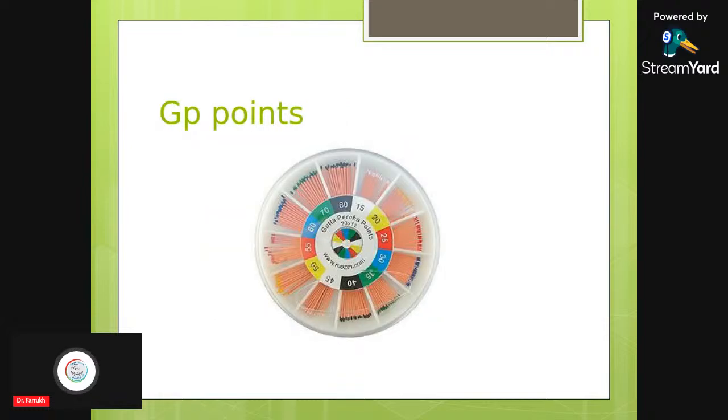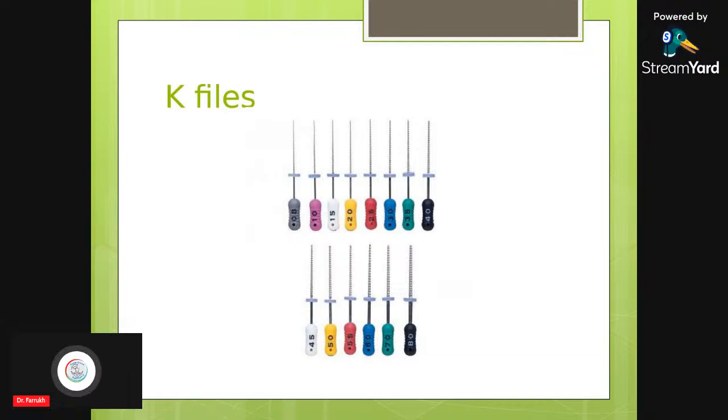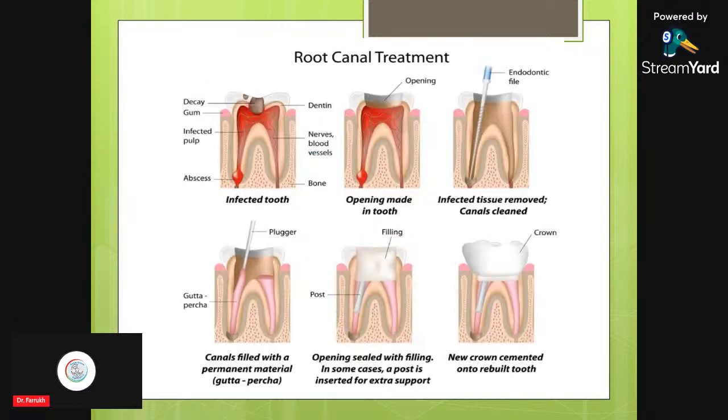Okay. These are the GP points, gutta percha points. Okay. These are the K files. There you can see they are also in different colors as well as with different numbers. Okay. So this is a little bit of a summary of root canal treatment.